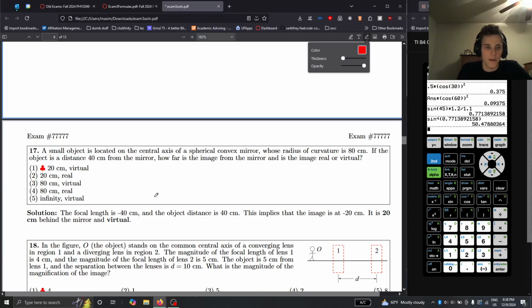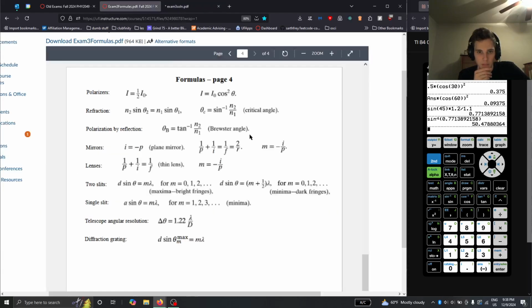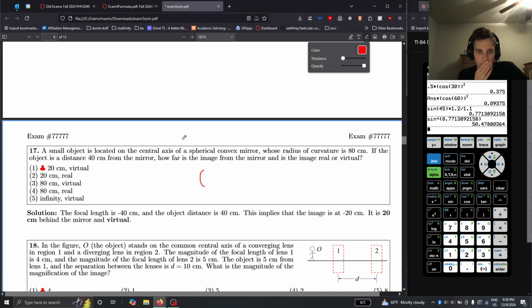All right, a small object is located on the central axis of a spherical convex mirror. So that's something like this, whose radius of curvature is 80 centimeters. So we're just going to use this formula. If the object is a distance 40 centimeters from the mirror, how far away is the image from the mirror? Now, for mirrors, a convex mirror, the radius of curvature is 80, but the focal length, we essentially treat this as negative, right?